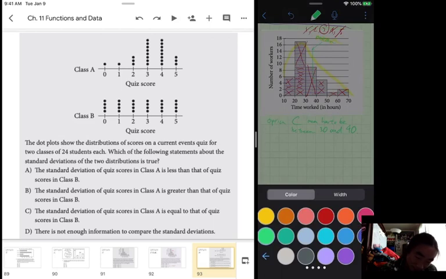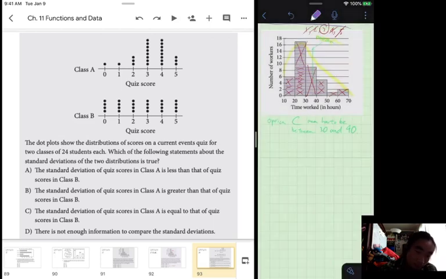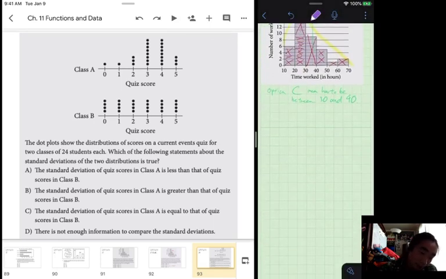So this is now our fourth problem. 10 total.